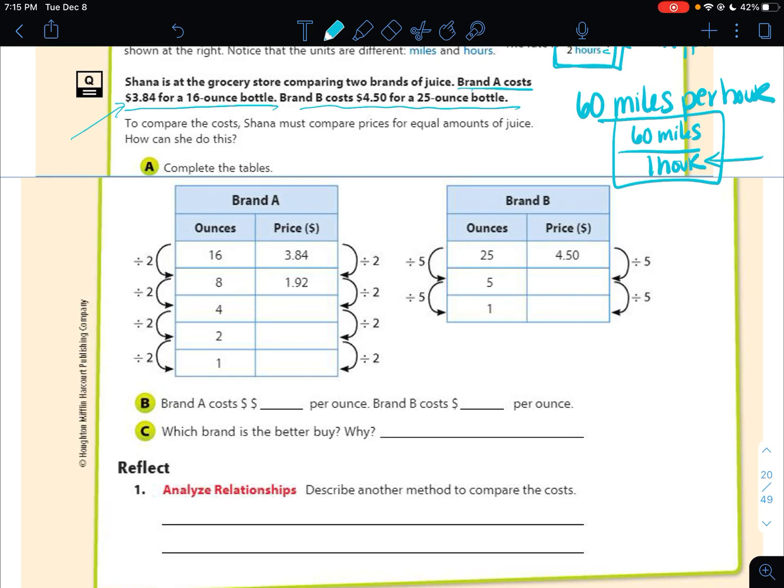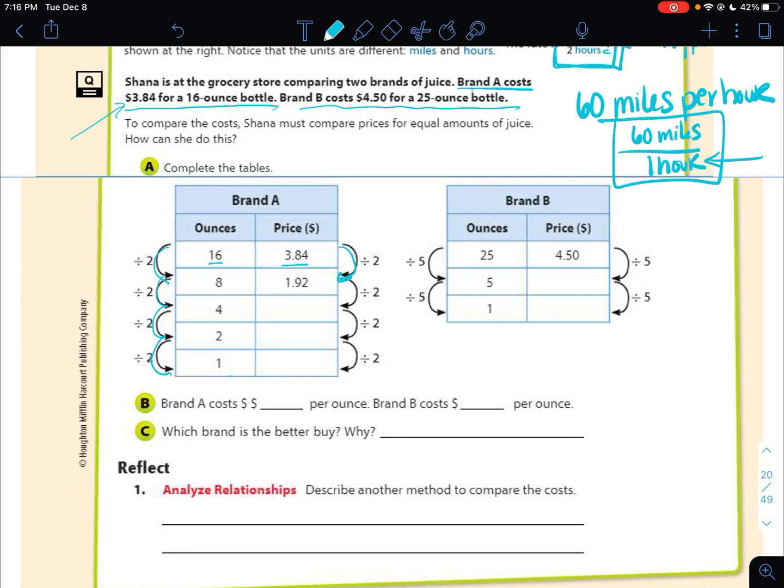Okay. So they actually want you to fill out these tables to help you figure out the price of 1 ounce of juice. So here they have brand A. It was 16 ounces, $3.84. So they have you just cutting the price and the ounces in half, so dividing it by 2. And you keep cutting it down until you get all the way to 1 ounce. So $3.84, they divided that by 2 and got $1.92.